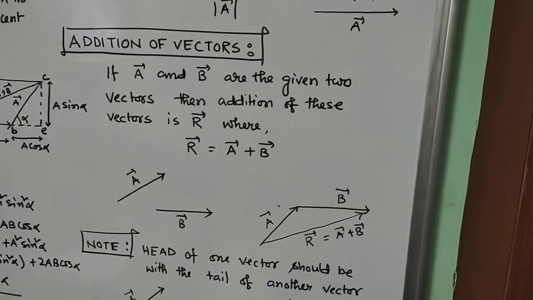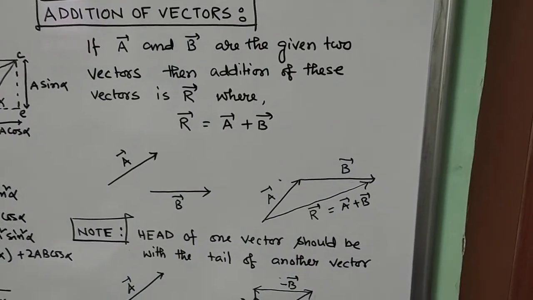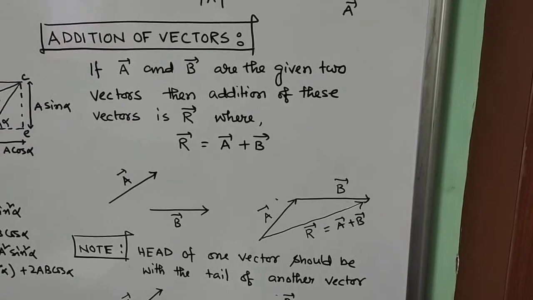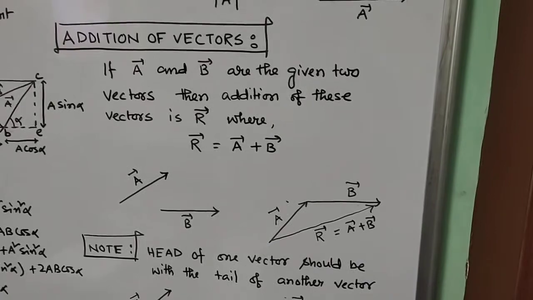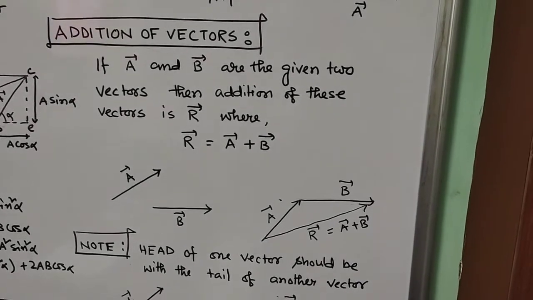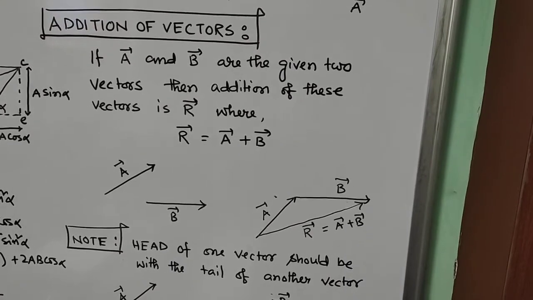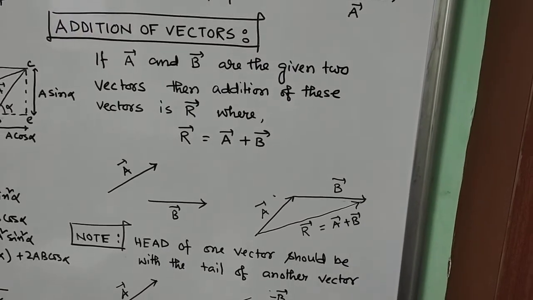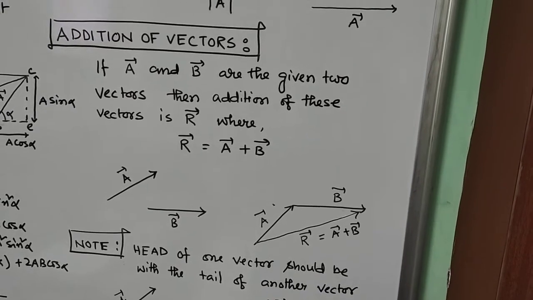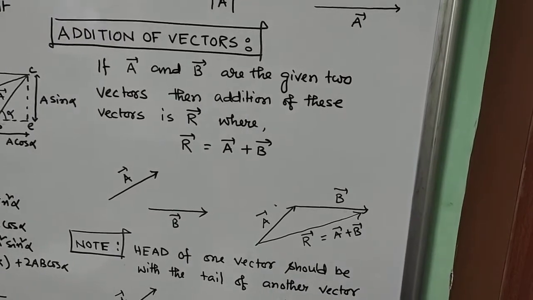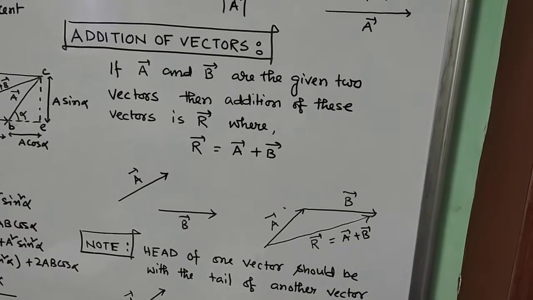Now if you have to find the resultant of A vector and B vector, you have to use a rule, and that rule is that the head of one vector should be joined with the tail of another vector. So what you have to do is drag A vector parallelly so that the direction remains the same. So I have dragged capital A vector parallelly so that the direction remains the same, and I also have to drag B vector such that the head of A vector is with the tail of B vector.